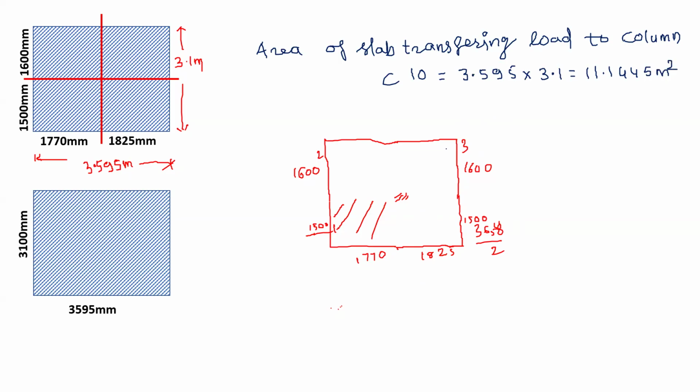Meter square. So the area of slab transferring load to the column, first we will get it as 11.1445 meter square. Then we will switch over to the wall. So the load on column C10 from the wall.